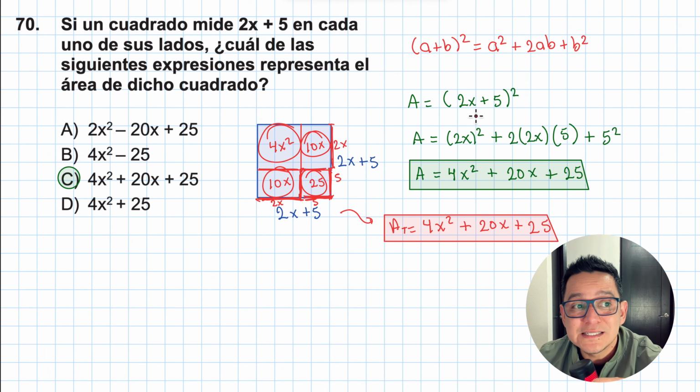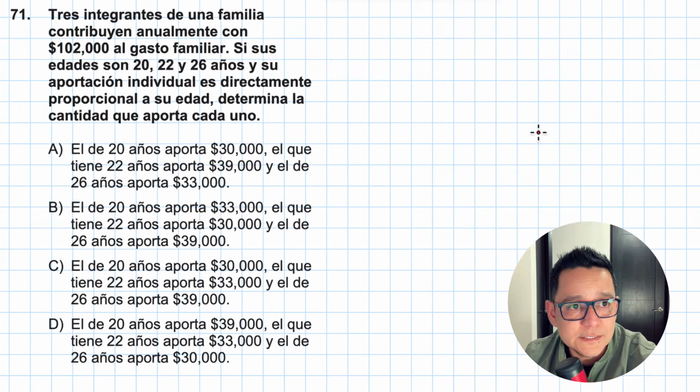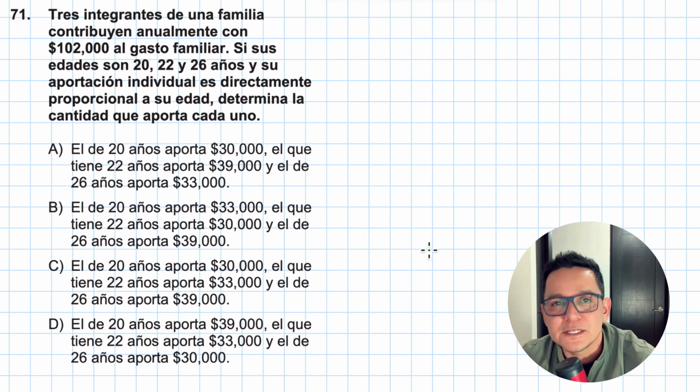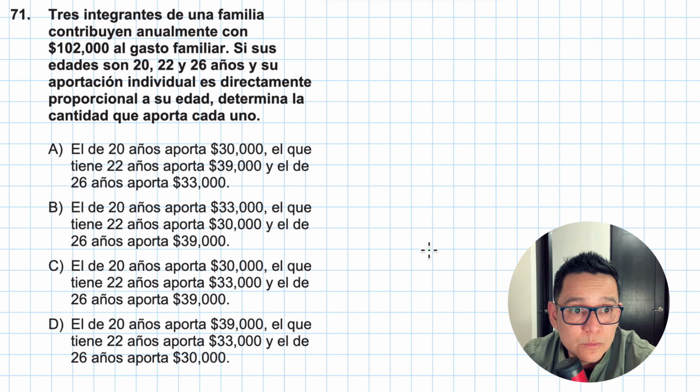All right, let's go with number 71, which says, 3 members of a family contribute 102,000 pesos annually to the family expenses. If their ages are 20, 22, and 26 years, and their individual contribution is directly proportional to their age, determine how much each one contributes. Notice that this exercise can be solved in a matter of seconds, without needing to do any calculations, just by looking at the answers. Let's see.